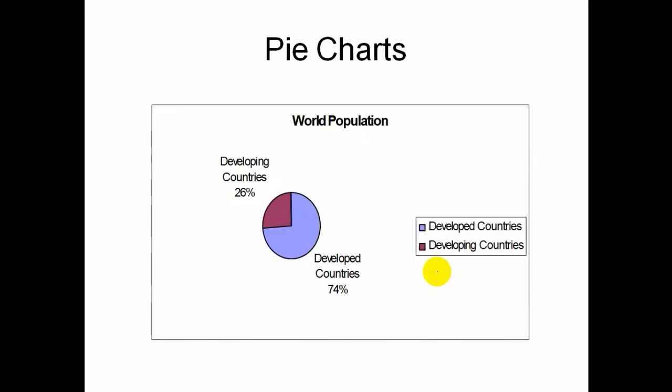Now you see over here, this is the pie chart. World population, developing countries 26%. This purple color represents the developing countries, and this represents the developed countries. So 26% represents this, and 74% represents the developed countries.